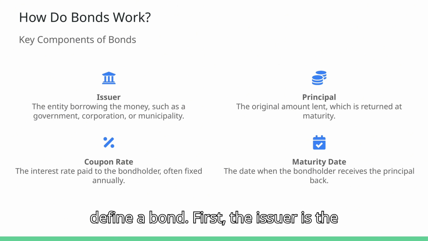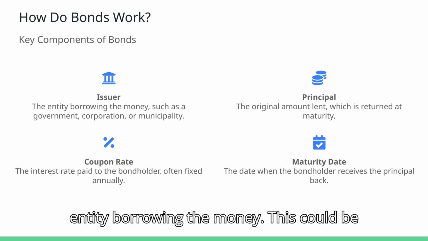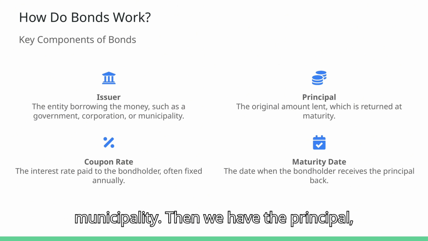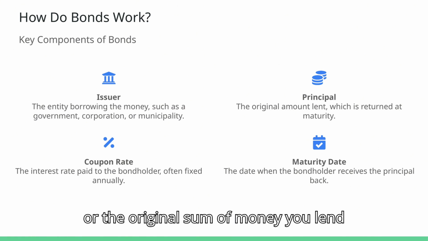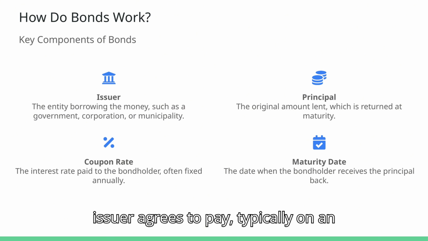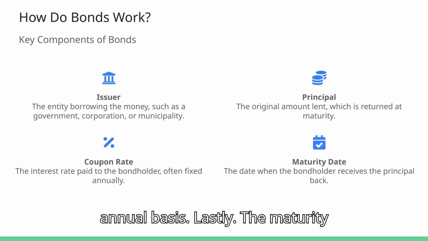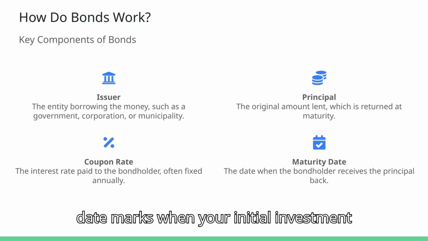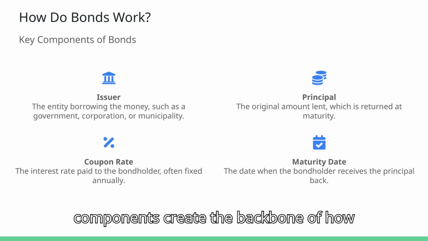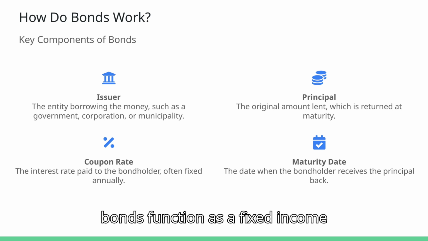First, the issuer is the entity borrowing the money. This could be a government, a corporation, or a local municipality. Then we have the principal, or the original sum of money you lend out. The coupon rate is the interest the issuer agrees to pay, typically on an annual basis. Lastly, the maturity date marks when your initial investment will be returned. Together, these components create the backbone of how bonds function as a fixed income investment.